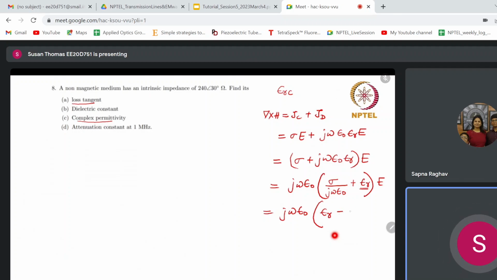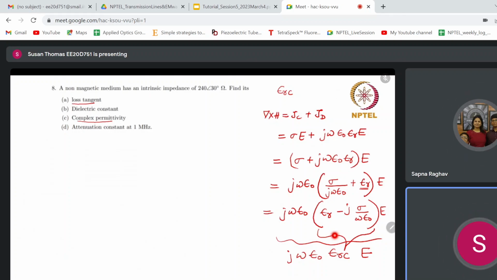1 by j is minus j sigma by omega epsilon naught into E. Now see this. This is of the form j omega epsilon naught epsilon rc into E. So what is epsilon rc? This is the complex permittivity. Complex permittivity means the permittivity has a real component and an imaginary component. Epsilon r is the real part, and what is the imaginary part? Sigma by omega epsilon naught. That is the imaginary part.